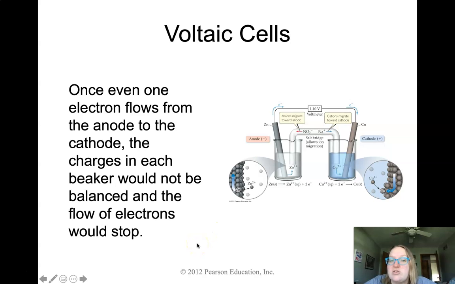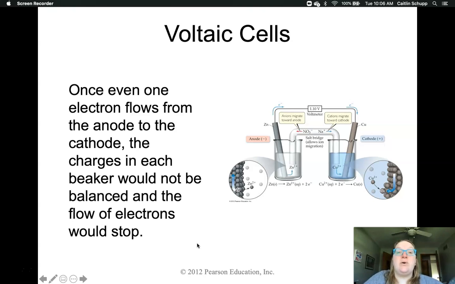When we talk about electron flow, just make sure you know that electrons will flow from the anode to the cathode. That's the way that we talk about it. So always anode to cathode when it comes to electrons. If your voltaic cell is set up correctly, electrons will move from anode to cathode. I could say it 100 times and it still would not be enough.